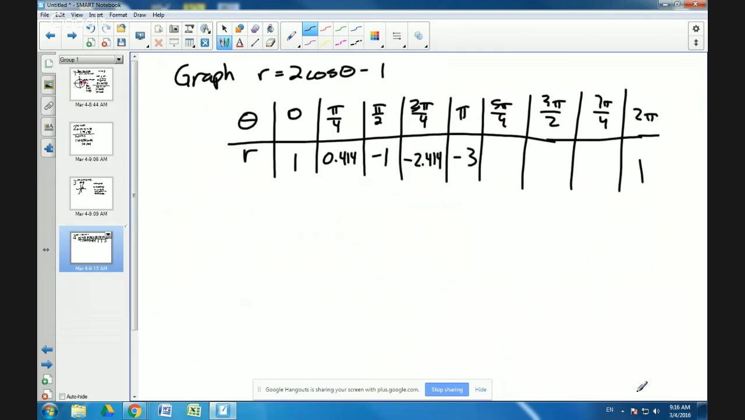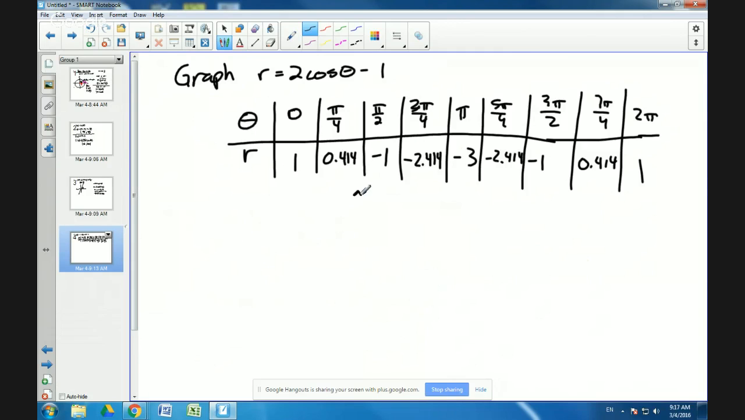What'd you get for pi over 4? Okay. Oh, it's symmetric. How about that? Okay. What does a negative radius mean? Right. I'll show you. Oh crap, I hadn't thought about that one.